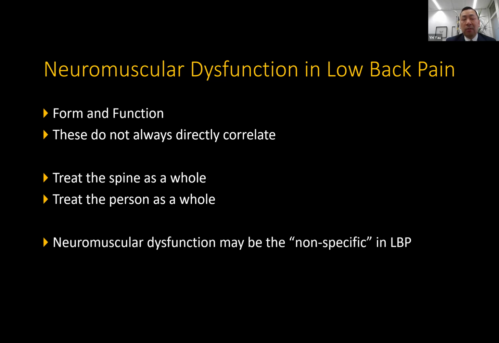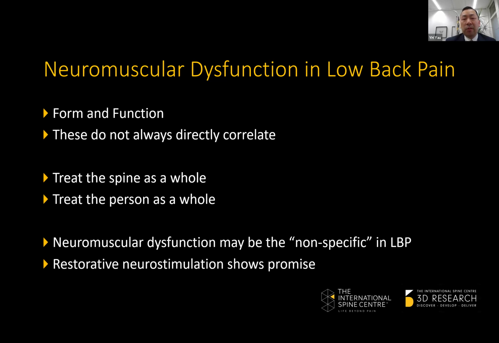And so the neuromuscular dysfunction might be the so-called non-specific part of what we used to call non-specific chronic low back pain, where there may be not much else to do structurally, but they still are suffering. And the example device that I showed there, restorative neurostimulation, does show some promise as a management of this aspect of pain. I thank you.